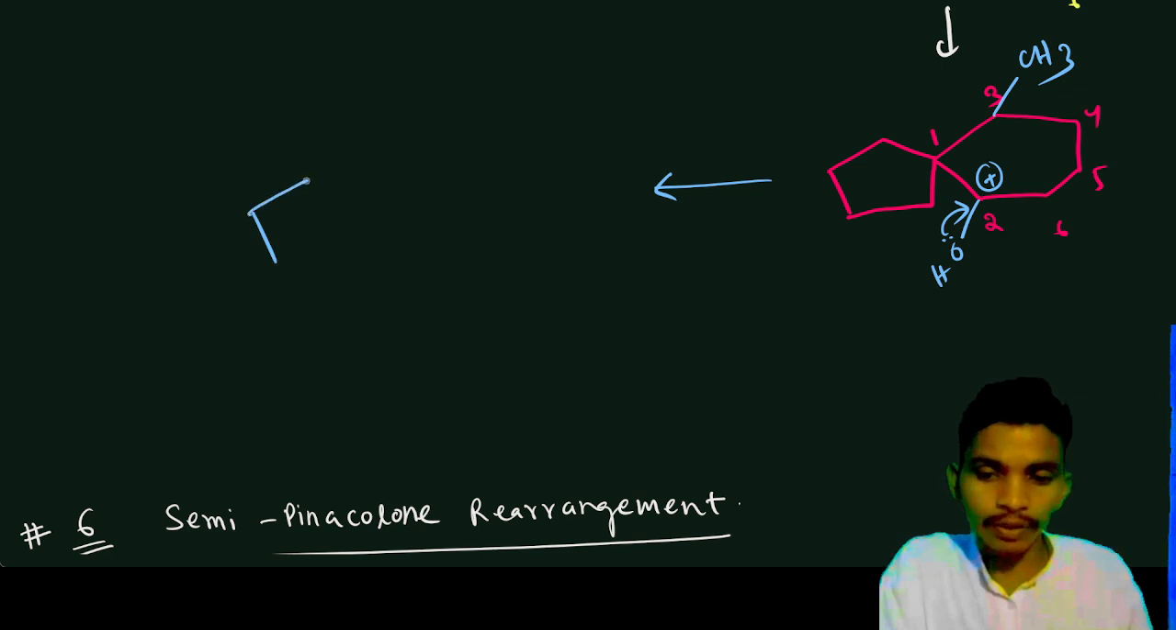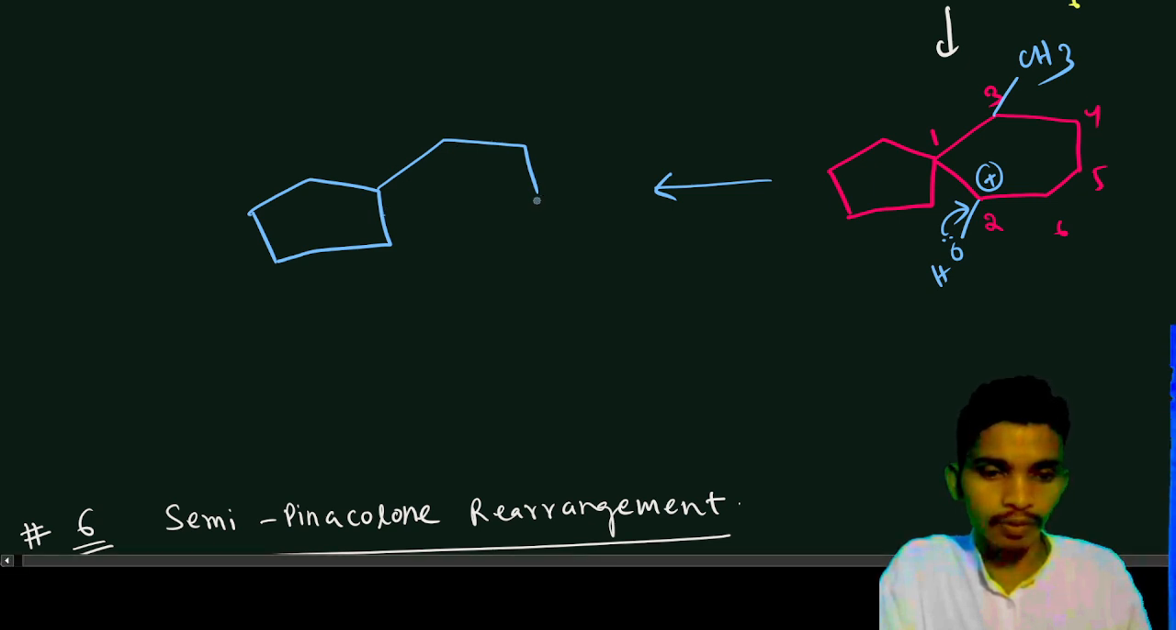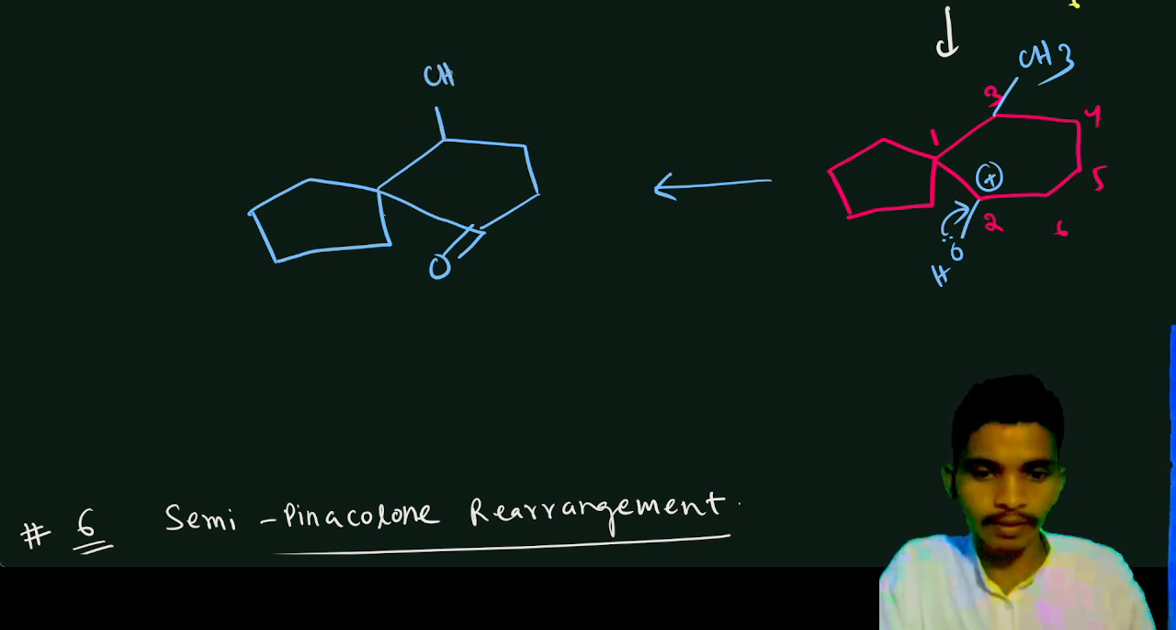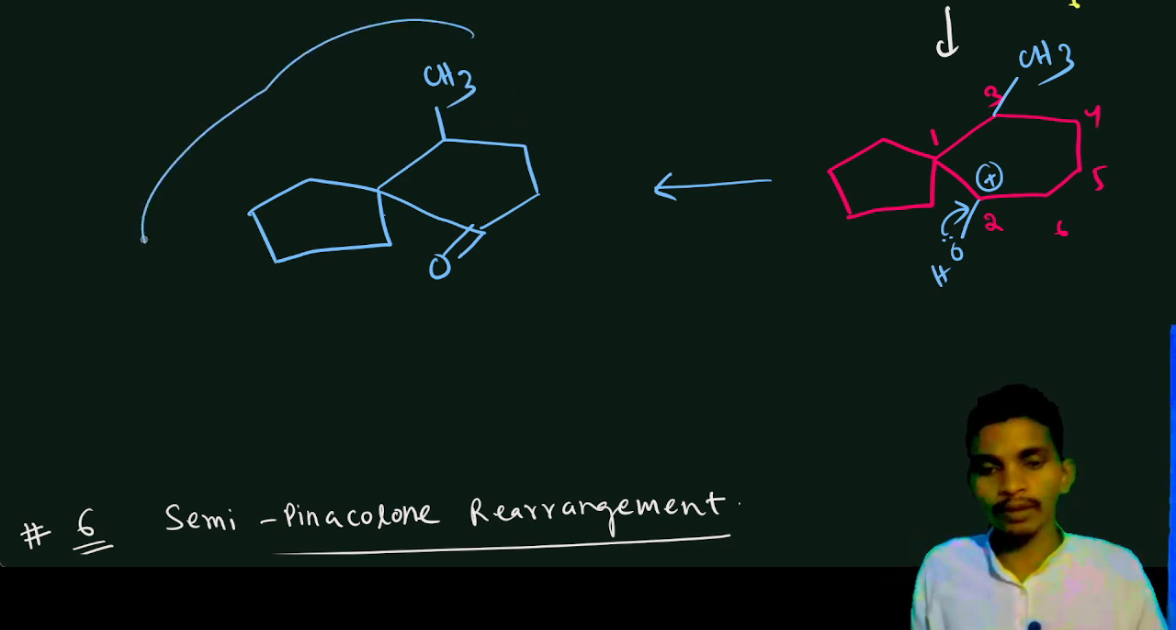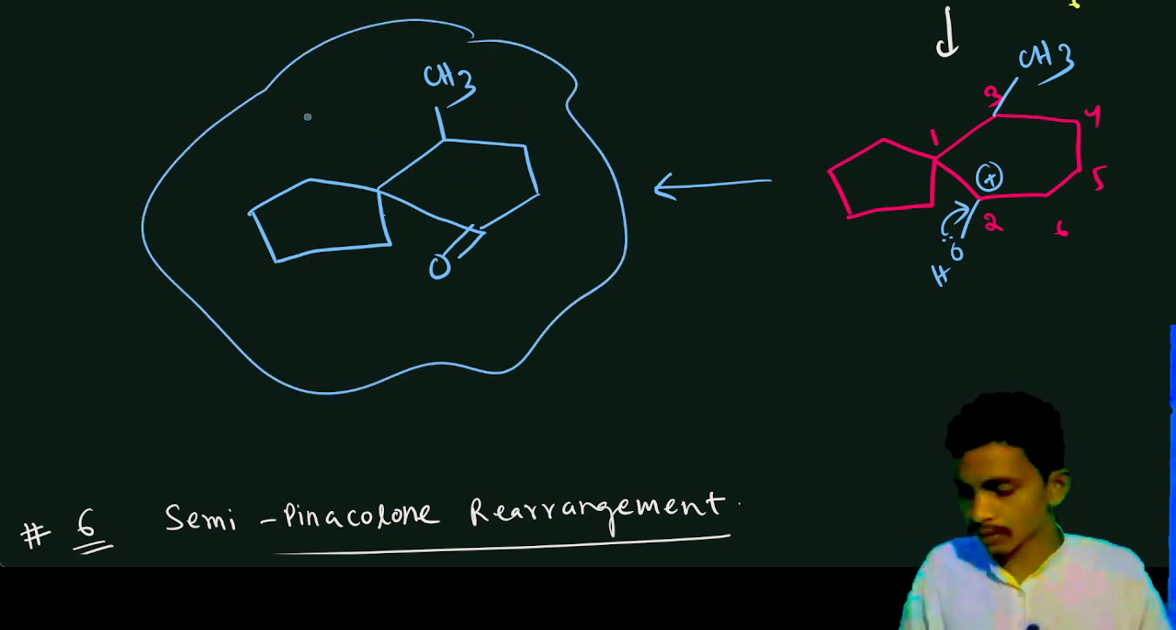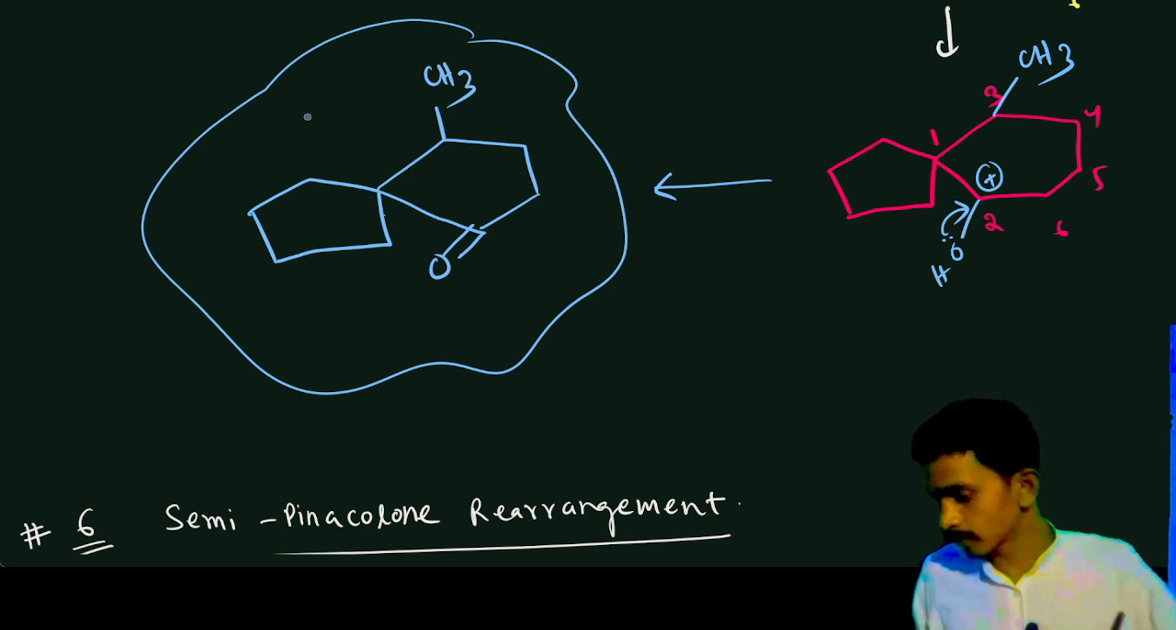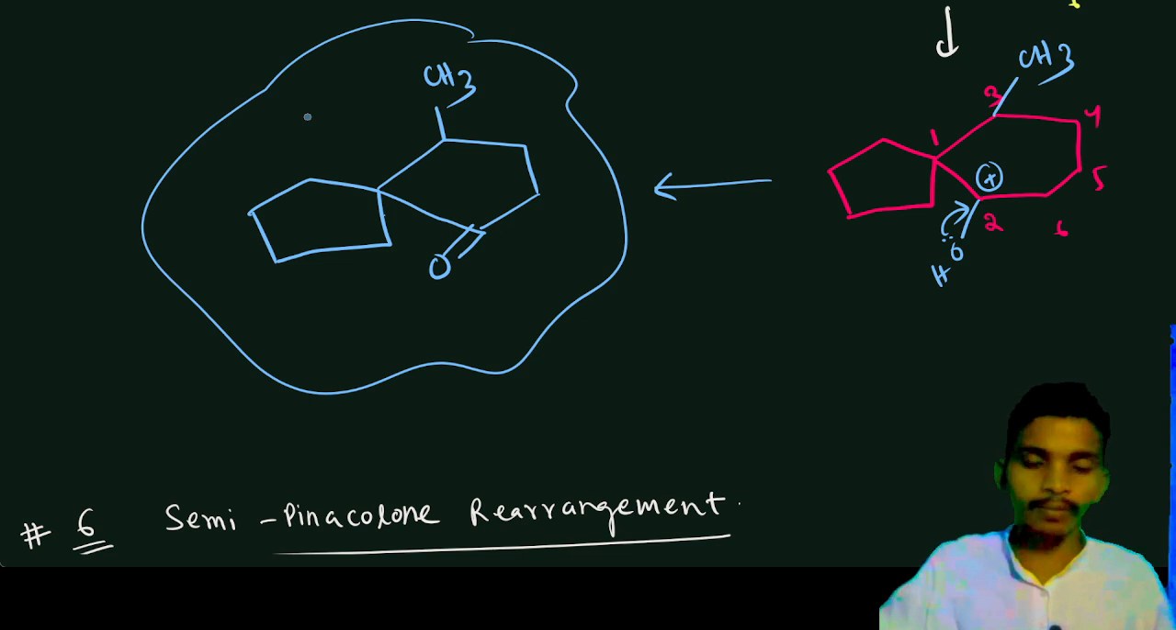No, so you can solve this one. 1, 2, 3, 4, 5, 6, and this is going to be the O, and this is going to be the CH3. I think this is the final product. Let me check. Yes, so this is the final product of this case.